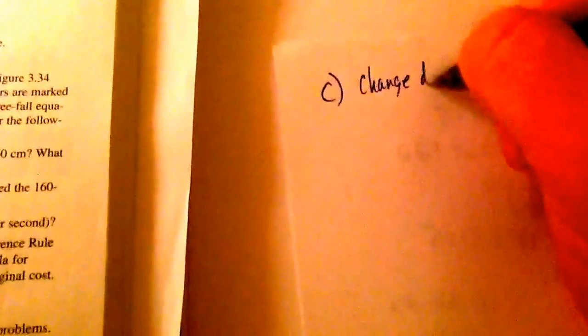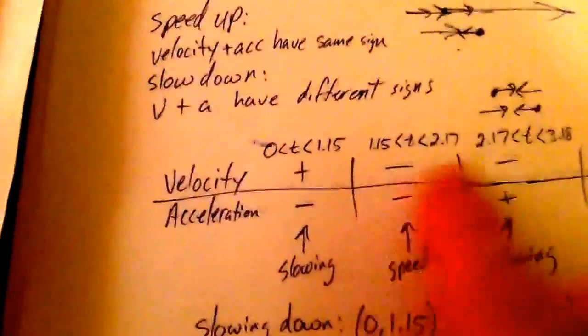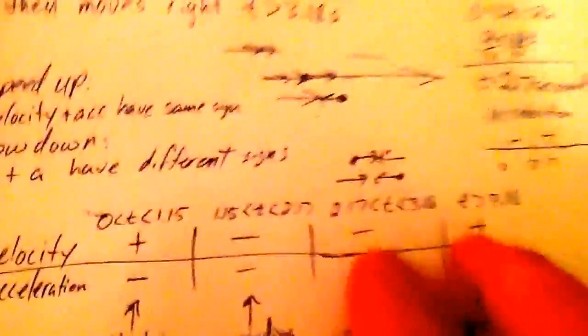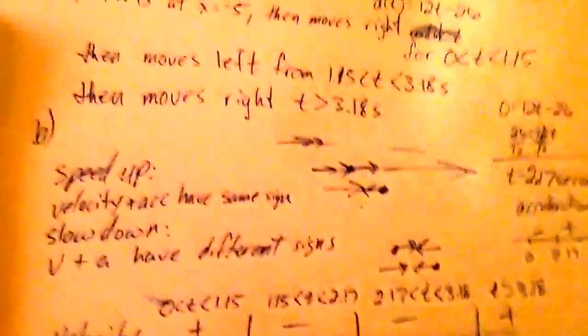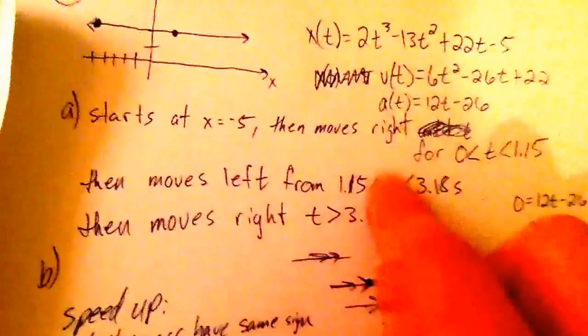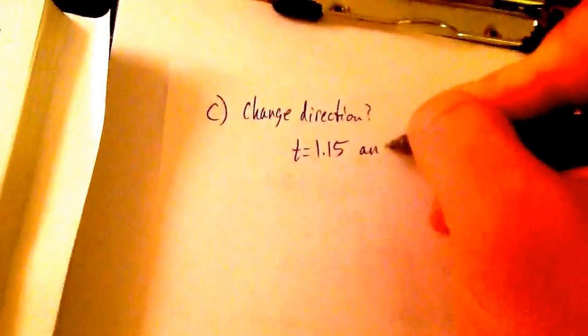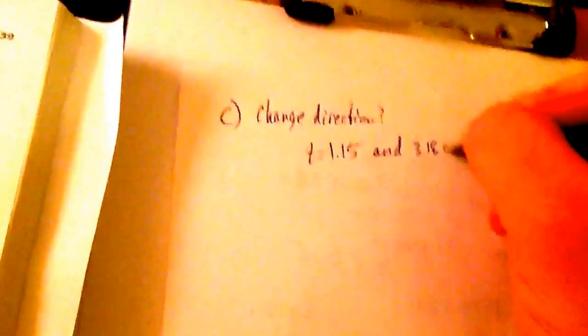So going to part C. Pretty much now we should be able to answer all of the questions just off the work we've done already. C, when does the particle change direction? Well, we've got our nice little chart here. Velocity changes from positive to negative at 1.15 and negative to positive at 3.18. So we've already answered that question, or we answered it up here even when we described the motion. So now we got it down. That's at 1.15 and 3.18. I think that's what it was.